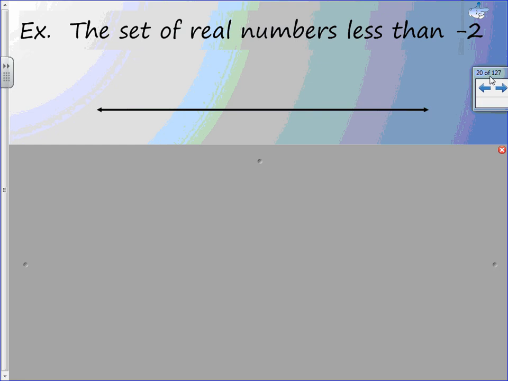So the set of numbers less than -2. So I'll put -2. What's one number to the right of -2? -1. Good. Then we have -3. What would I put on top of -2? Put it in the negative. Oh, yeah. -3. What goes on top of the -2?